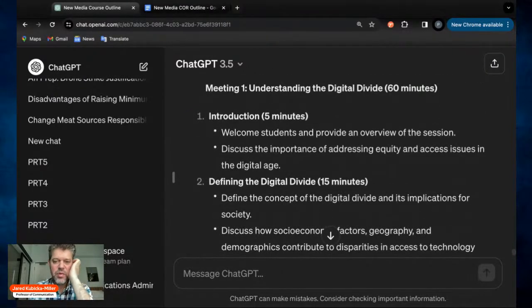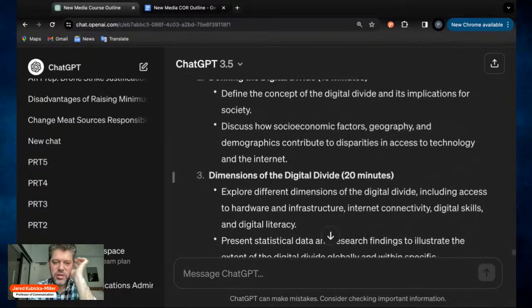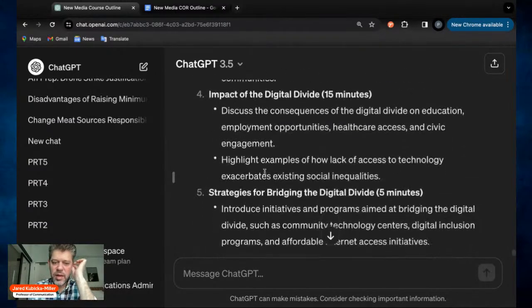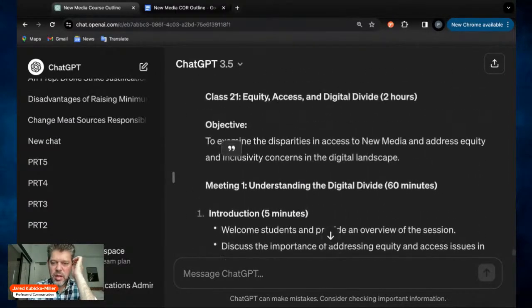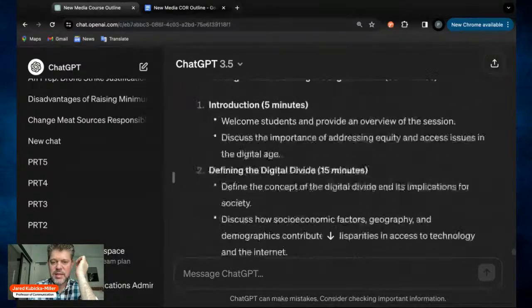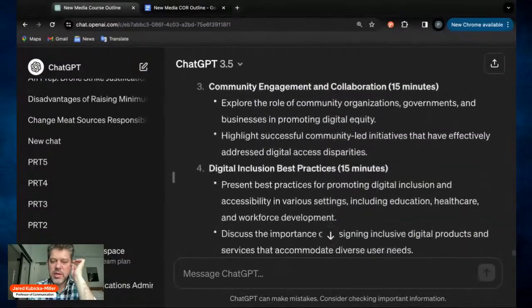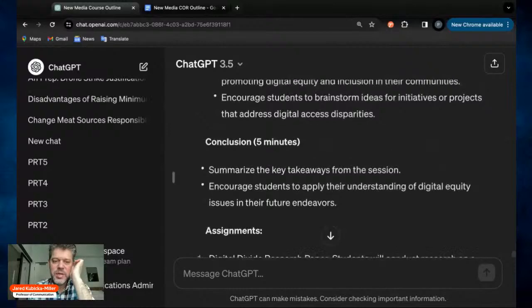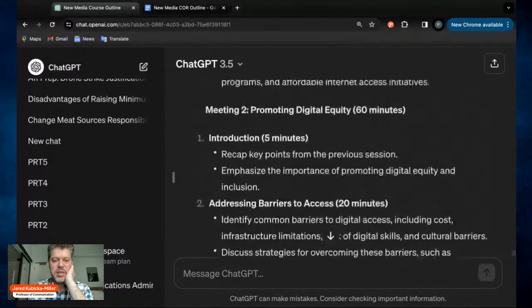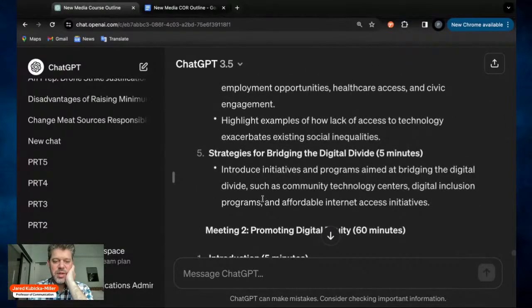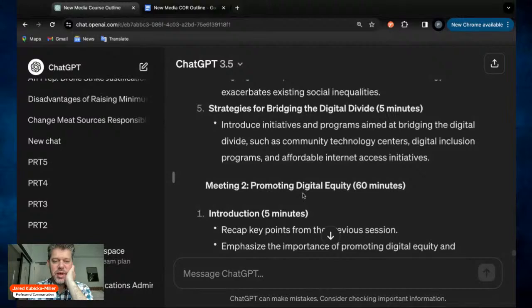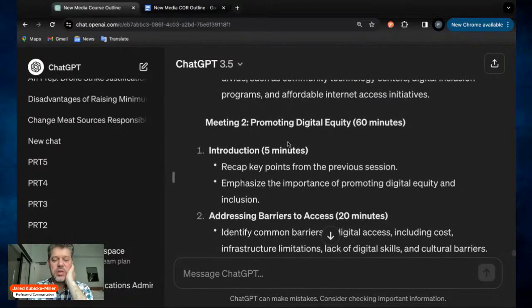Okay, welcome students. Overview of the session, defining the digital divide. Okay, so it only did the equity, access, and digital divide. So I'm going to do education as well. But first, I want to get a little bit more detail into this one, because the first one is just introducing the concept, and promoting digital equity is meeting two. Nice. I like the idea of equity.